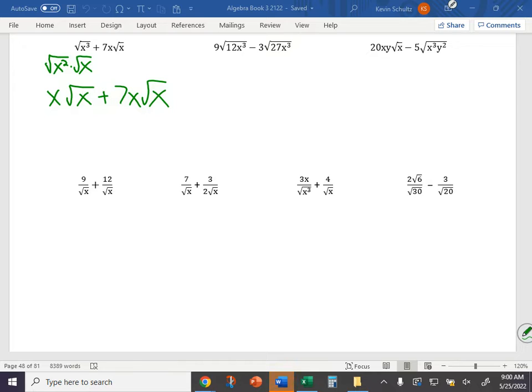Furthermore, you actually answered both of them. In this case, because we're dealing with variables, our coefficients have to have that like term also. So they both have an x in the coefficients. They both have a root x as the root. Therefore, we can combine them. We have one x root x, and we add 7x root x's. How many root x's do we have in all? 8x root x. Yes.